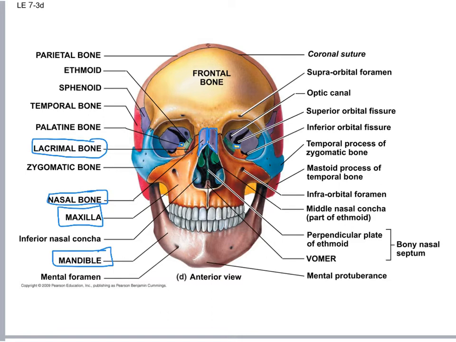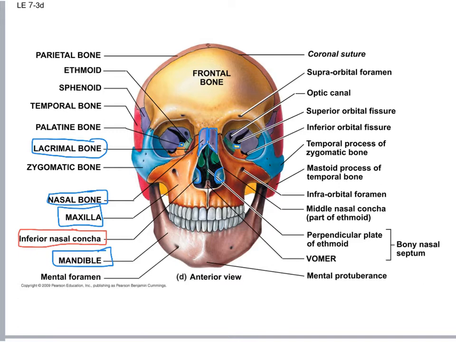Okay, then we have some deeper facial bones. If we look inside the nasal cavity, these blue structures here, those are facial bones. They're called the inferior nasal concha. Do it in red since they're the deeper bones. Okay, inferior nasal concha, or concha, however different people say it.